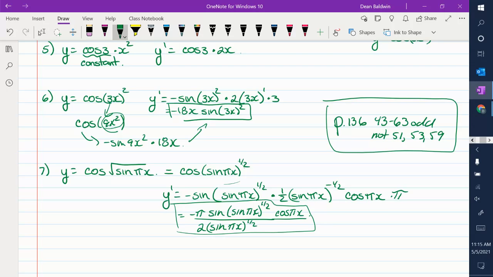If you want to remember, the derivative of the tan function is what? Secant squared. You can use that.